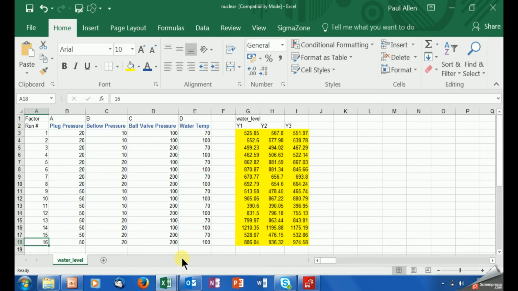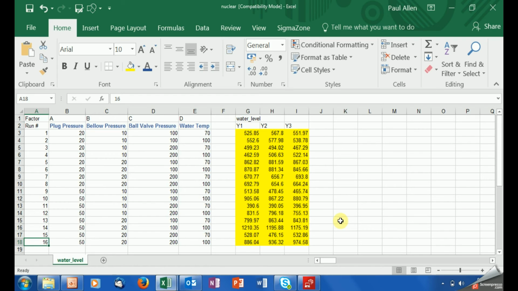Just to explain what the process is supposed to be doing. The theory is that we are controlling the water level in a nuclear reactor, and we have 4 factors: plug pressure, bellow pressure, ball valve pressure and water temperature, and we are measuring water level.